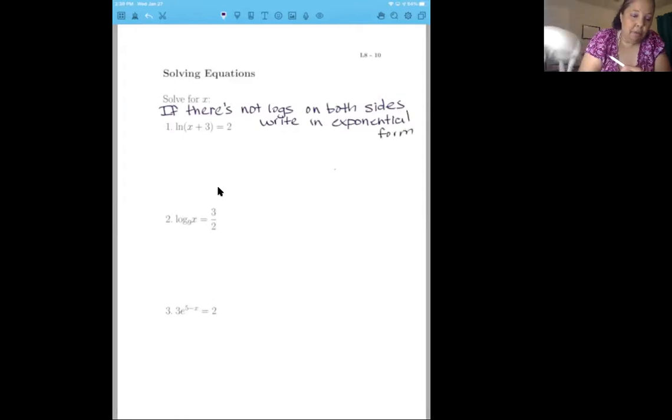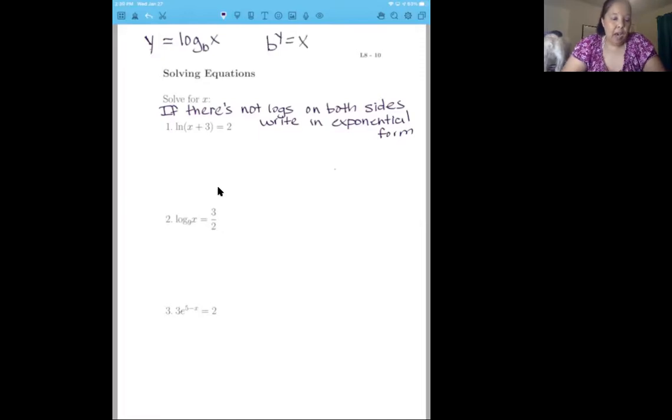All right, so let me just remind you. If I have y equals log base b of x, that's the same thing as b to the y equals x. Now, natural log has a base of e. So e squared equals x plus 3. All I did was write it in exponential form. And now I can solve for x. So e squared minus 3 equals x.